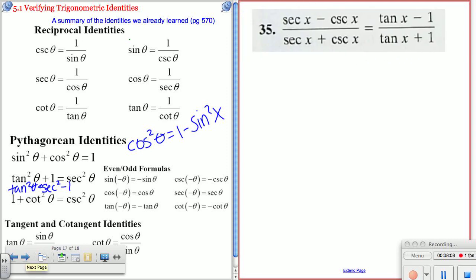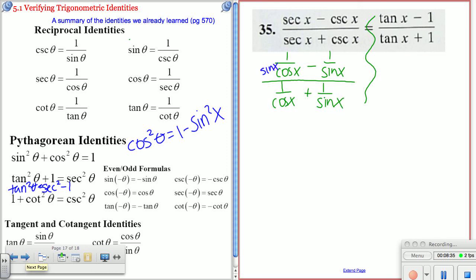All right, let's start with the left side, and let's try putting everything in terms of sine and cosine. So we're going to get 1 over cosine minus 1 over sine, all over 1 over cosine plus 1 over sine. Now let's look at each separately. We need common denominators on the top, so we need a sine x here and there, and a cosine x here and there. So in the top, we have sine x minus cosine x all over sine x times cosine x.